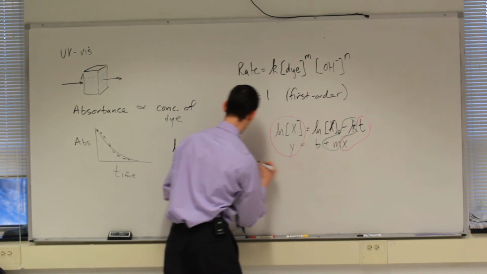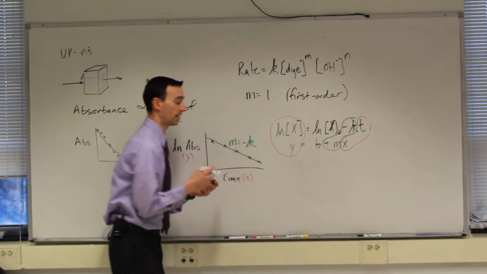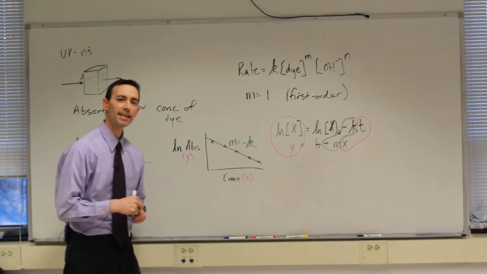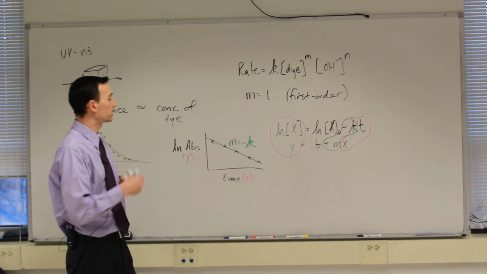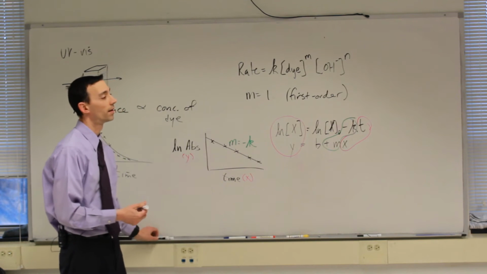And so the slope m is equal to negative the rate constant. But the trick here is, what about the hydroxide ion? Because the hydroxide ion is part of this system as well.